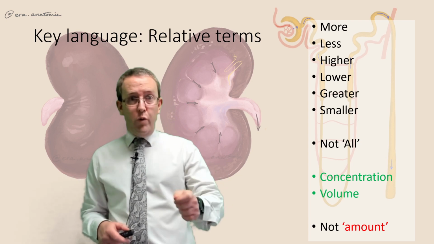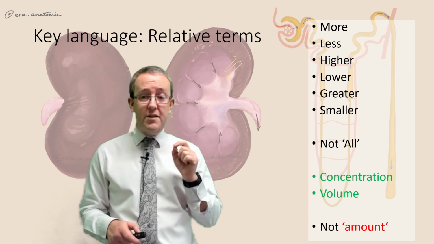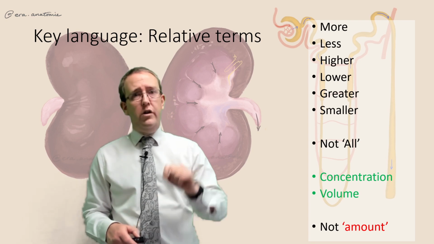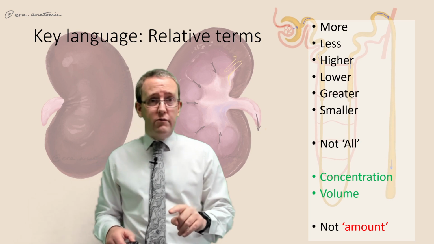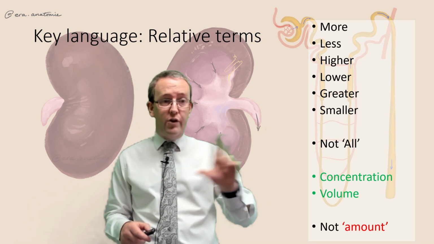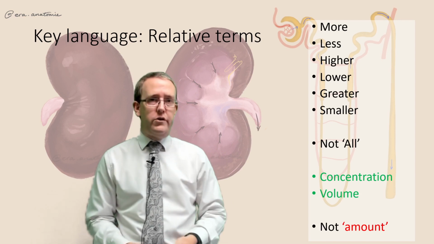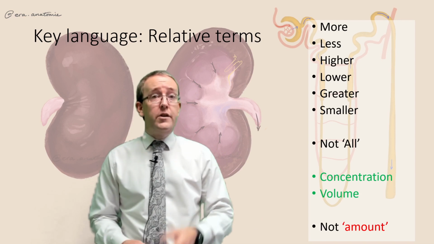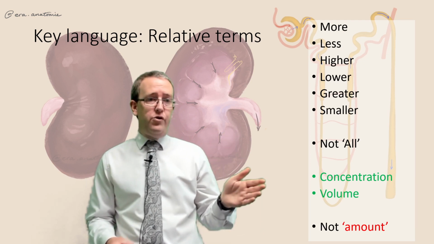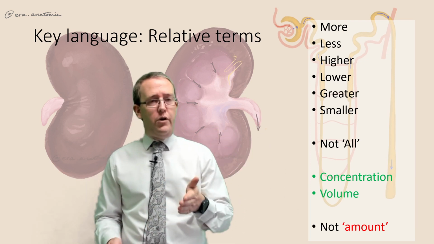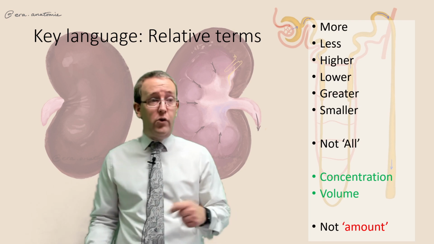Now, the good words to use here, and I think this is possibly the number one area where students get mixed up, are concentration and volume, okay? If you're using the word amount, as in absolute amount, the amount of this, the amount of that, you are going to lose marks and you are going to confuse yourself, okay? So you've got to use the correct terms. What is the concentration of the solution? What is the volume of the solution?